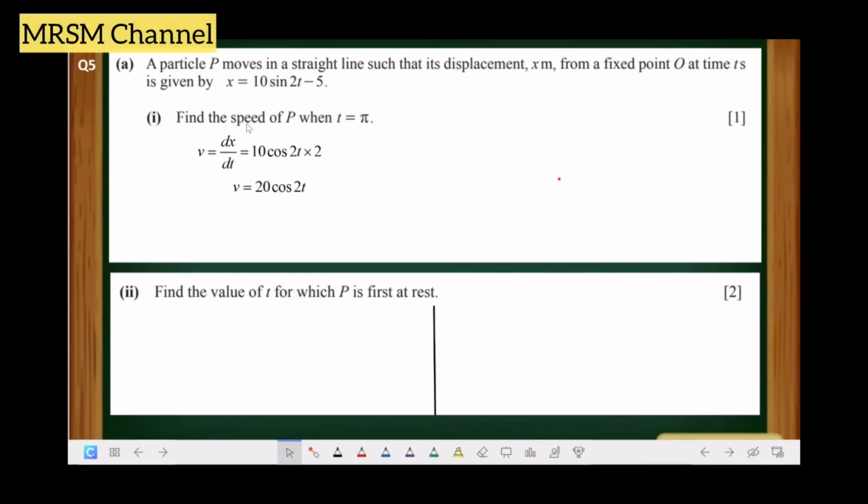Okay, bila soalan tanya speed, speed ni direction dia tak penting kan. Kalau speed ni dia adalah scalar quantity, dia bukan vector quantity. Okay, so kalau dia tanya speed dapat negatif, kita abaikan negatif tu lah.